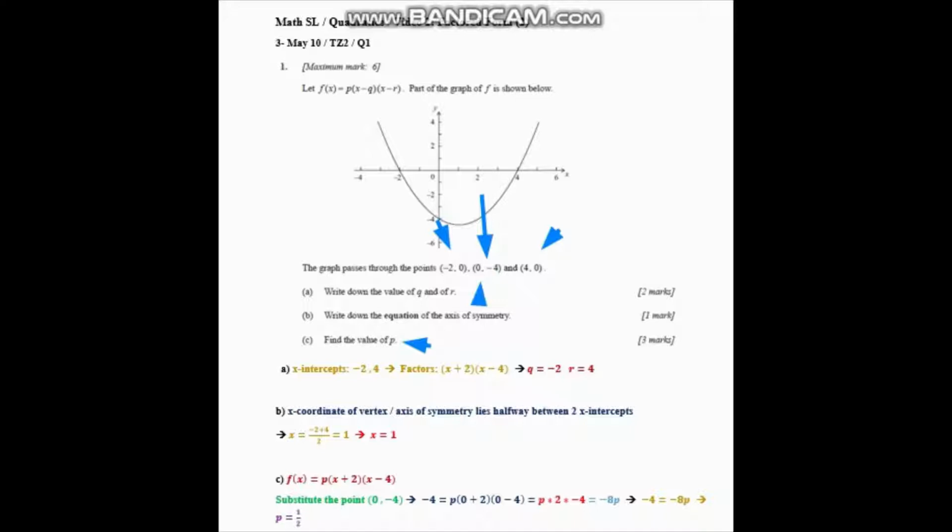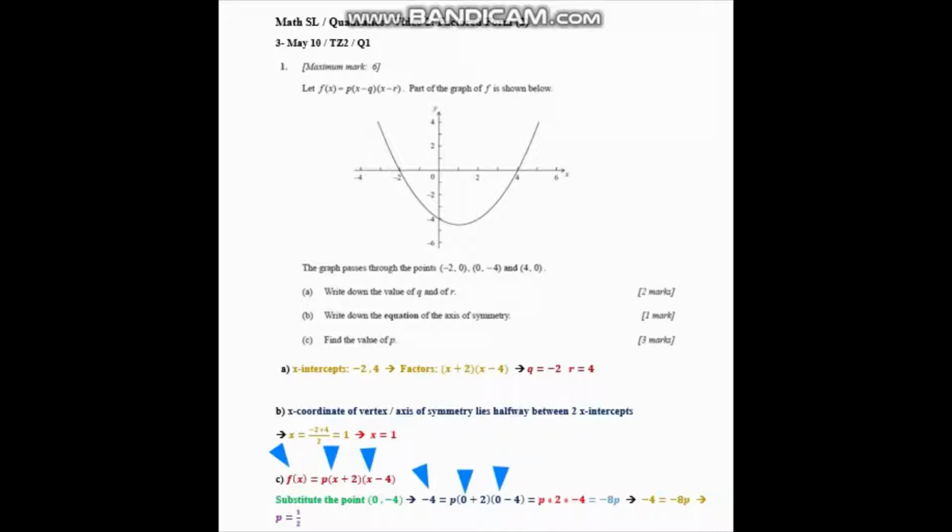So I'm going to substitute 0, -4 into this red equation right there in order to find the value of p. So I know that when x is 0, y is -4, or f of x is -4. So I shall plug -4 here. This is what I've done. And I shall plug 0 in instead of the two x's. So I have 0 here and 0 here.